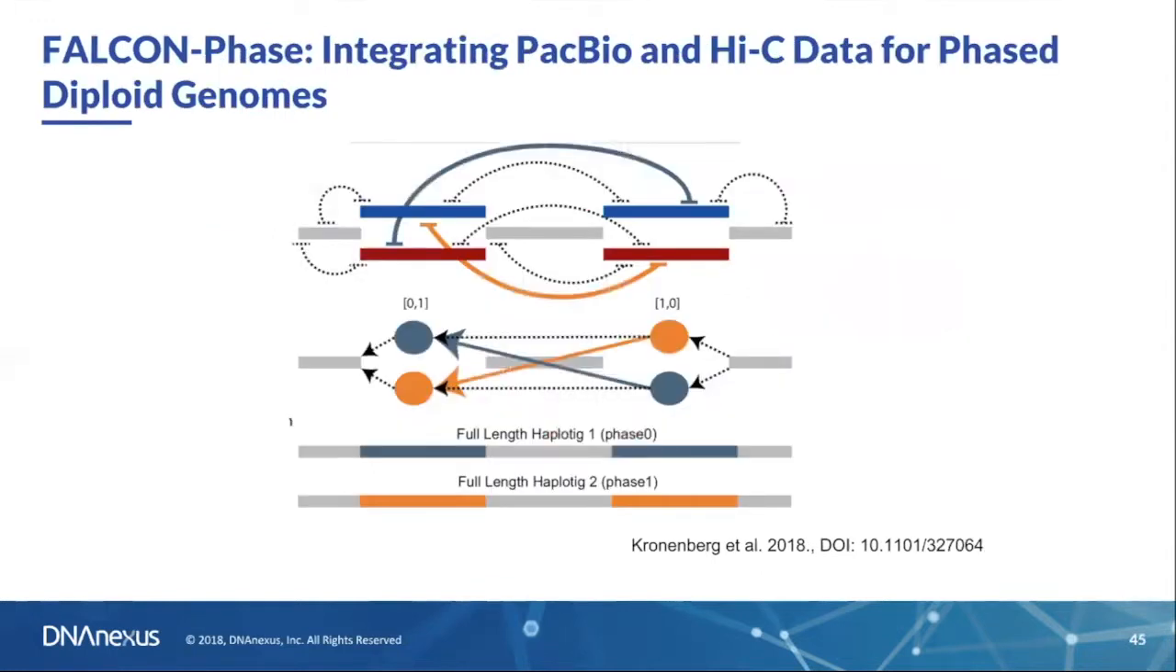After FALCON-Unzip, you can also run one called FALCON-Phase. FALCON-Phase is a collaboration between Pacific Biosciences and Phase Genomics. Roughly, it uses Hi-C technology to figure out which haplotypes came from the same parent. And the end product of that is the fully phased haplotype genome.